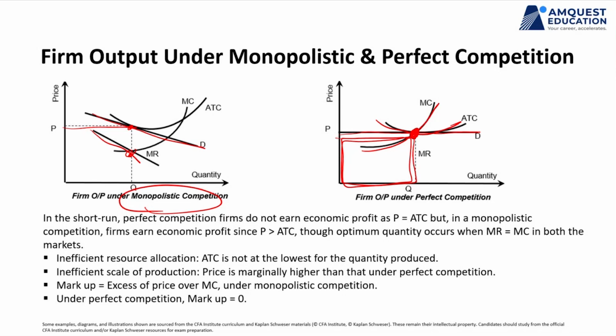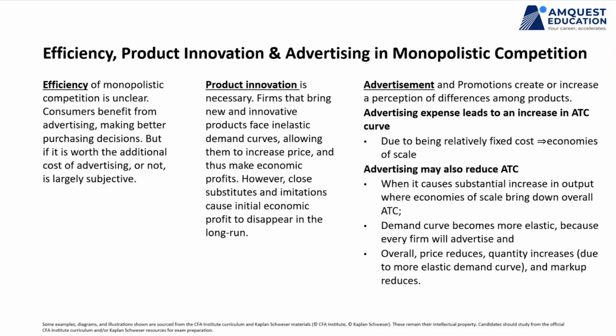This is exactly what happens in the long run under both competitions, right? And that's what they're showing you here. In the short run, perfect competition firms do not earn economic profits, but in monopolistic competition, they will earn, right? But in the long run, both of them will end up with zero. Inefficient resource allocation, et cetera. The reasons are given to you. Obviously, scale of production not high, markup is there, and so on. Clear? Okay. So these are concepts of how the pricing takes place.